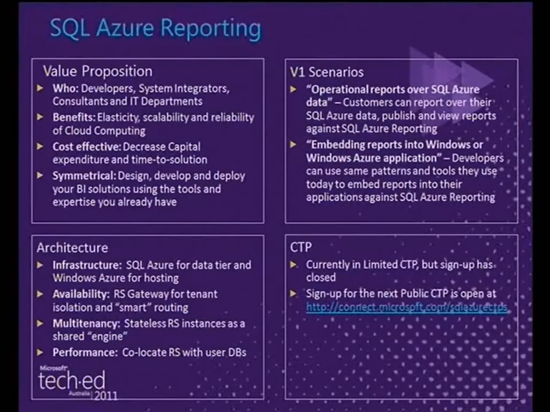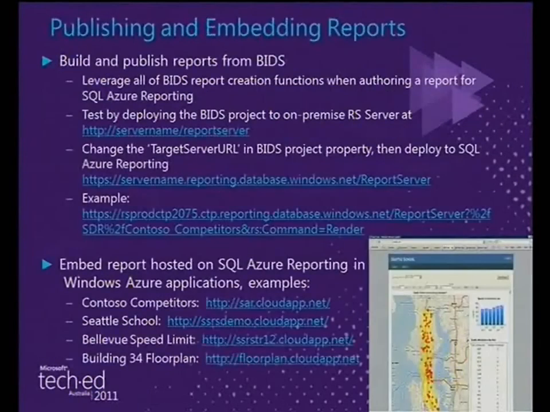The infrastructure has SQL Azure for the data tier and Windows Azure for hosting. There's an RS gateway that does tenant isolation, and it does the routing of the requests. There is multi-tenancy as a stateless RS engine that's shared, and it's performant because the RS databases are located in SQL Azure alongside your user databases. Okay, so the V1 scenario, like I said before, is operational reporting and embedded reporting, and I'm going to show you both of those.